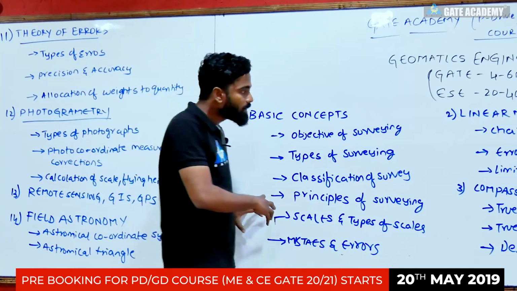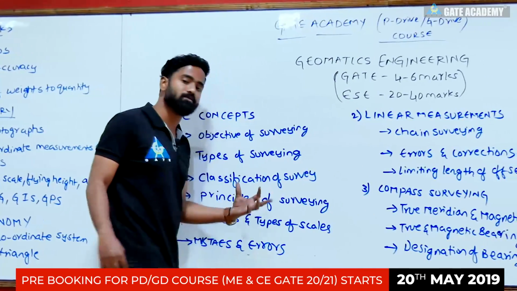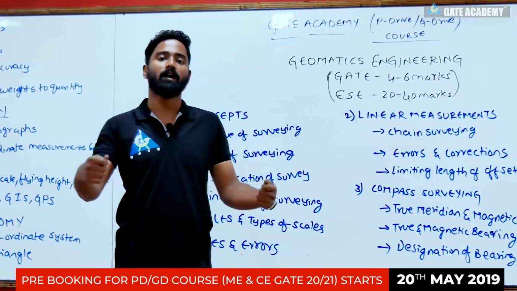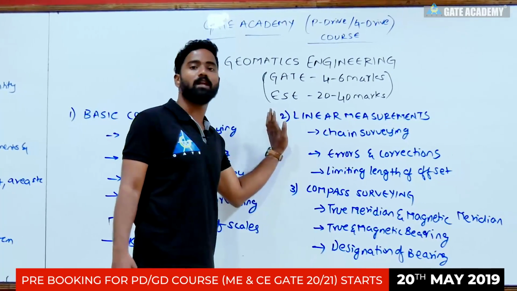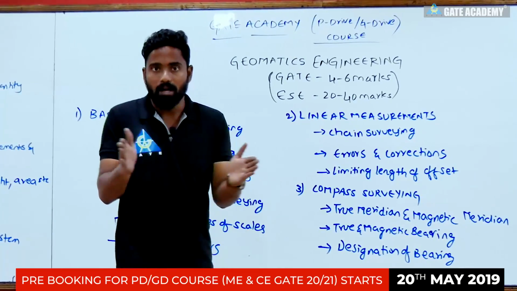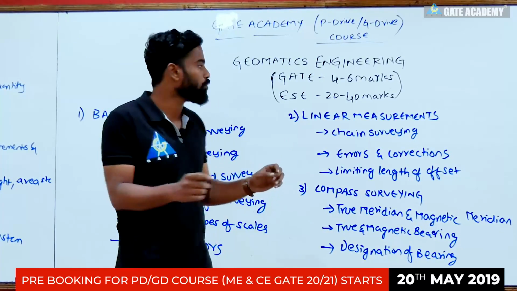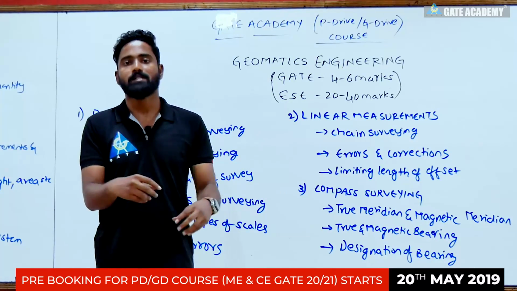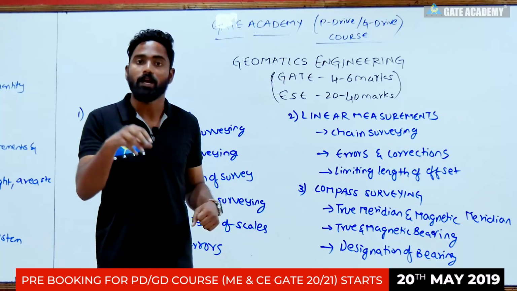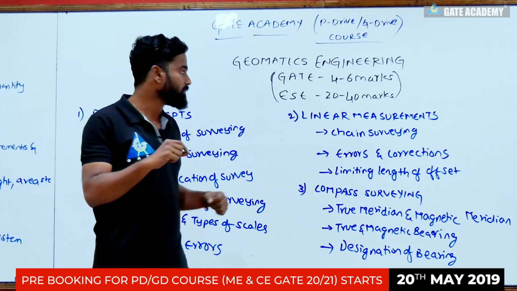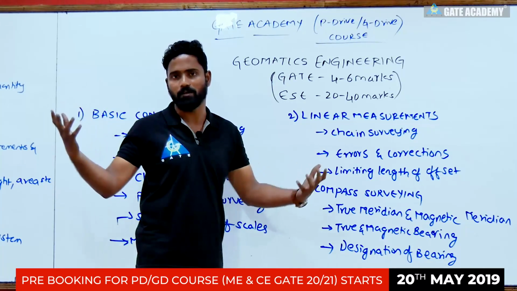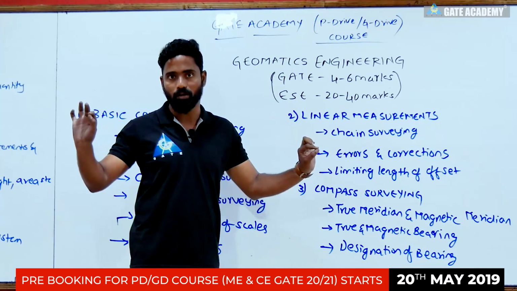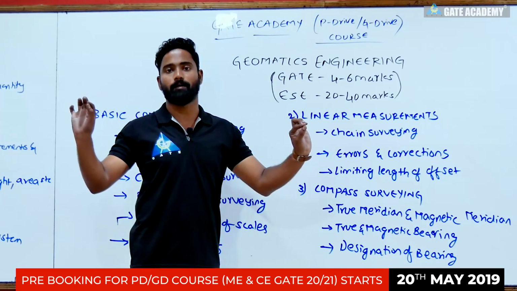Now coming to in-depth detail, like I said, classification of survey, chain survey. Chain survey means linear measurement, that is measurement of lengths. So the second chapter is linear measurement. By using chains you are going to do this. The chain is generally of 30 meters length, 20 meters length. Nowadays people are using tapes for measuring the lengths. You can use anything, chains or tapes. The idea is to measure the linear length. Linear length I am talking about here is horizontal length.